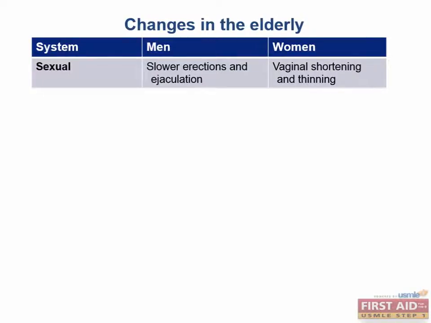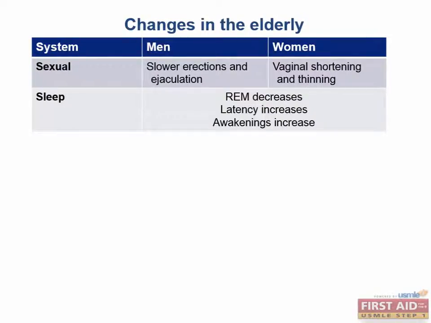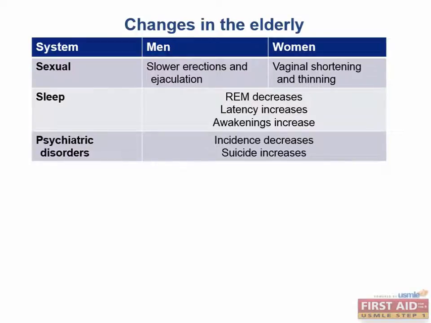Absolutely not. With aging, REM sleep decreases, slow wave sleep decreases, and there is an increase in latency, or delay before falling back asleep. And there's also an increase in the number of wakenings per night. With aging, there's also a general decrease in the incidence of psychiatric disorders. However, there is an increased suicide rate as people age, and males 65 to 74 years of age have the highest suicide rate in the United States.